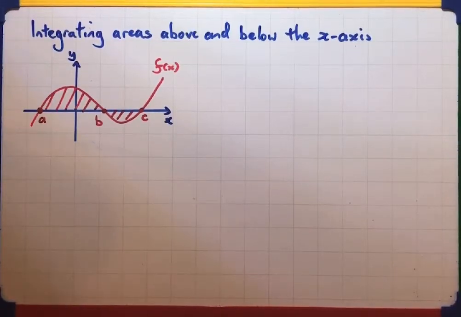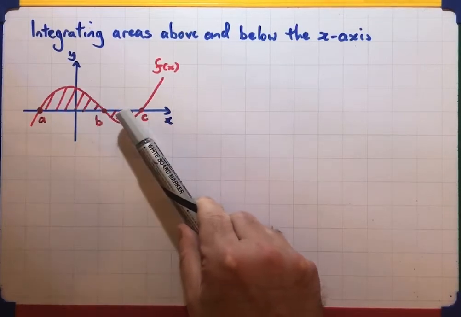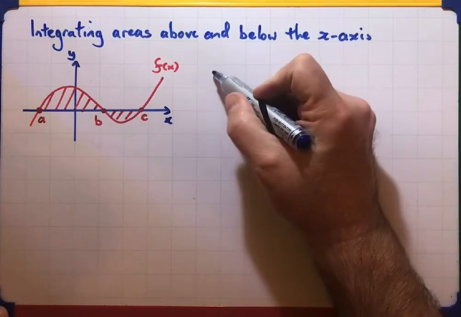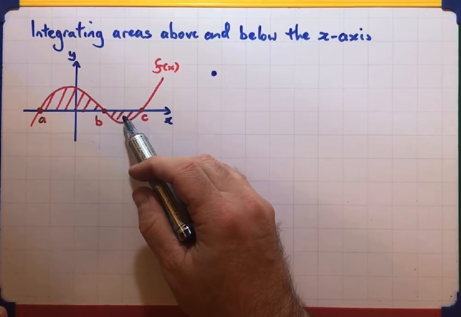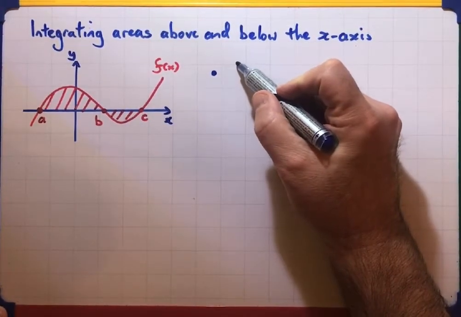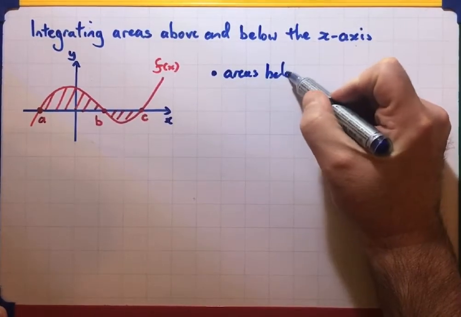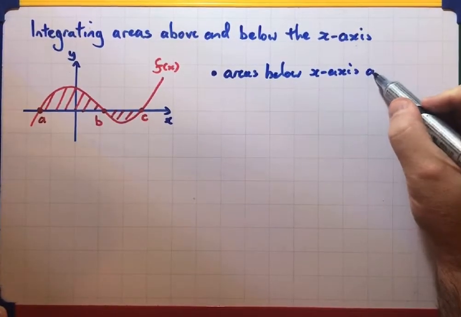In this third video on the definite integral, we're going to have a look at integrating functions where we've got a bit which is above the x-axis and a bit which is below. The first key point we need to remember is that if it's below and we integrate it, it's going to give us negative. So if we're looking at this one, areas below the x-axis are negative.